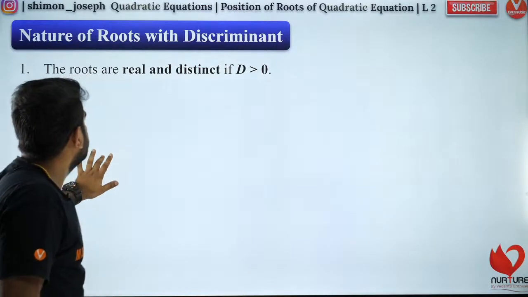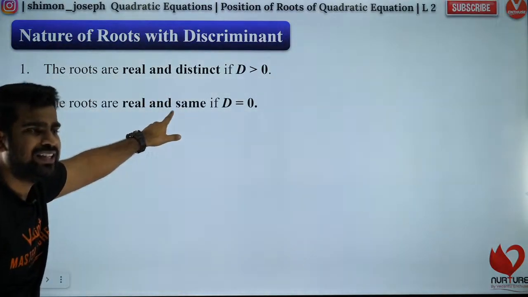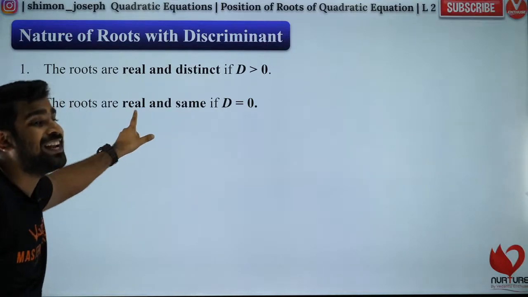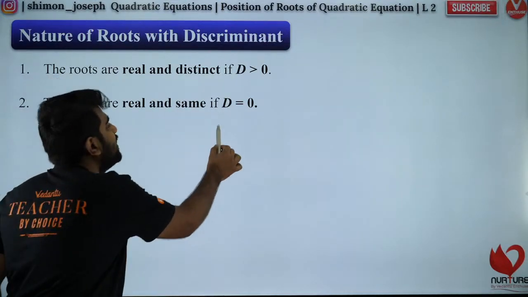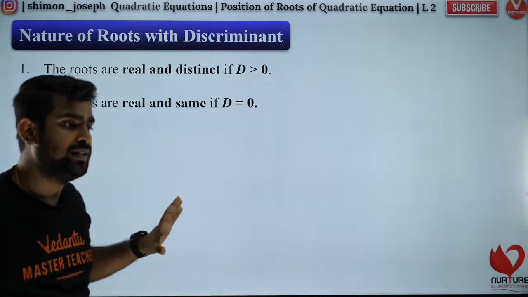Got it? The second case is real and equal. Real and same. Real and equal. That will happen when your discriminant is zero.